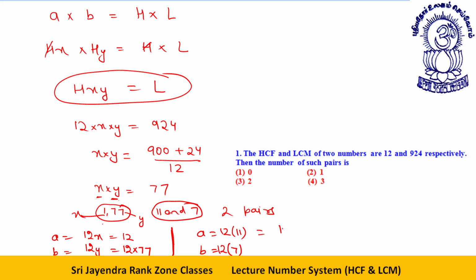This number is 12 into 11, 132. This number is 84. This is 12 into 77, which is actually 924 only. So one number is 12, the other number is 924, or one number is 132, the other number is 84. If you check both pairs by this method, the product a into b is equal to h into l will be satisfied, and this property will also be satisfied.